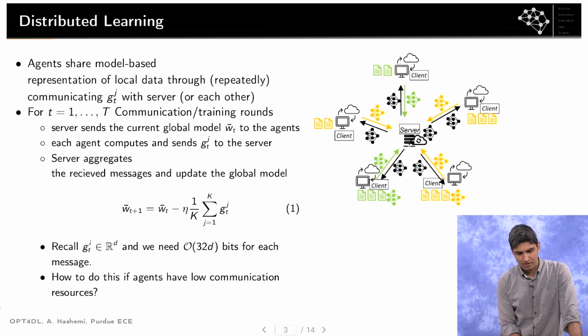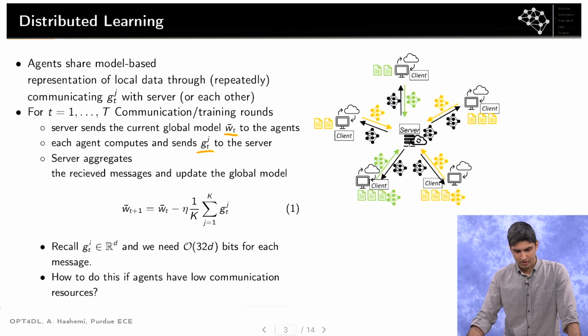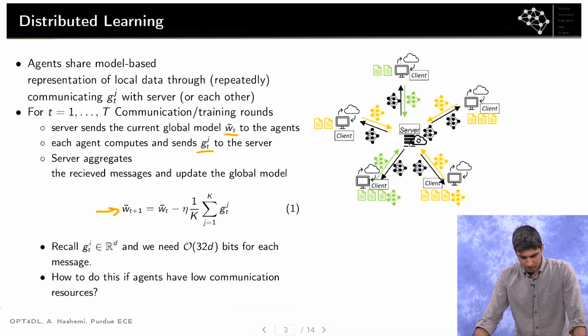And this was a template algorithm that we discussed before. So let's say that for capital T communication rounds, the server sends the global model to all agents. Each agent is going to basically compute and send, in this case, their local gradients to the server, and the server basically aggregates these gradients to update the global model. This could be based on a simple algorithm such as stochastic gradient descent or gradient descent, or even more sophisticated algorithms. Okay. Now, what's the challenge?